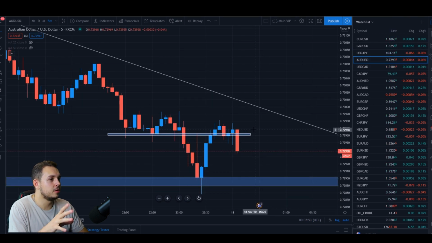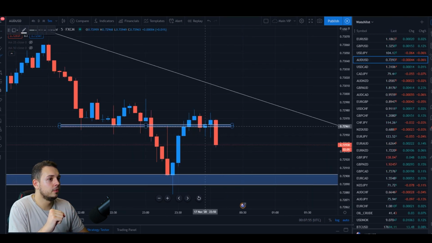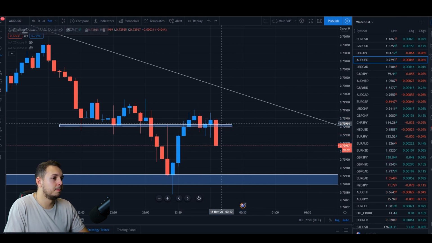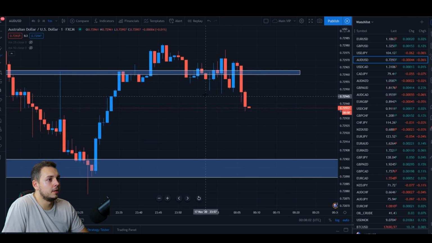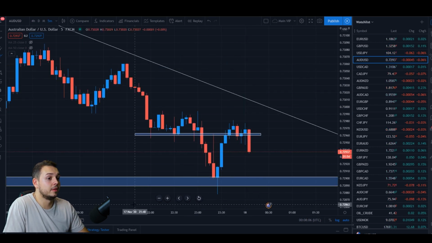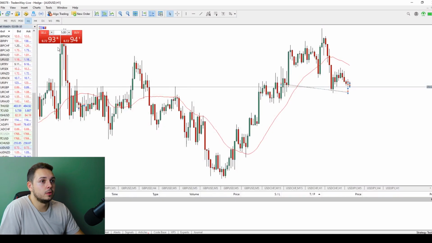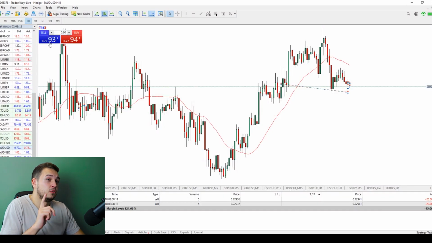AUD USD, as you can see, shooting towards the downside actually. Bearish engulfing candlestick, 2 minutes left until that happens. On the 1 minute, it's making new lower lows. Definitely, I believe it's gonna go towards the downside. So let's place this trade. Aussie US dollar, sell, and let's place two of them actually.